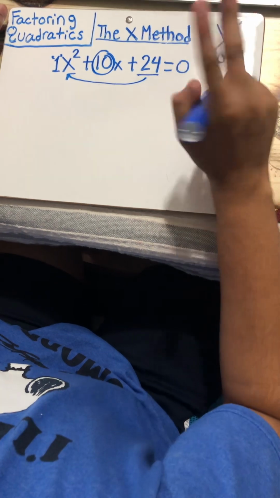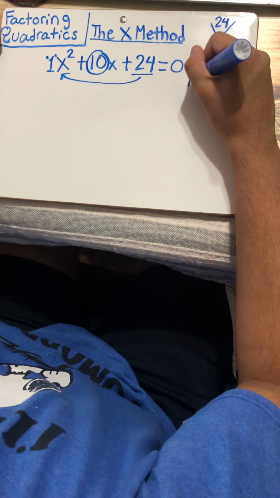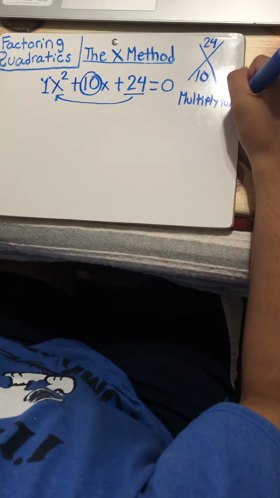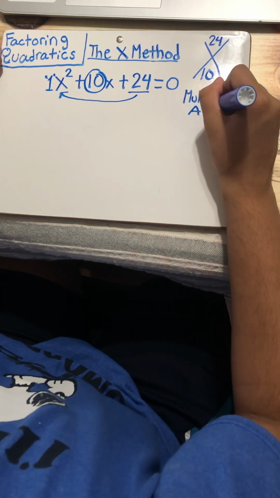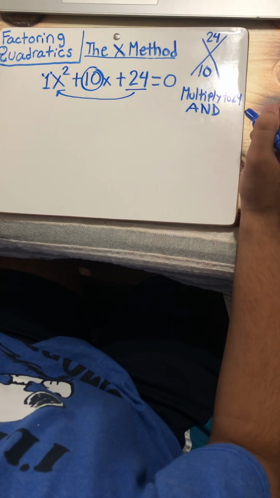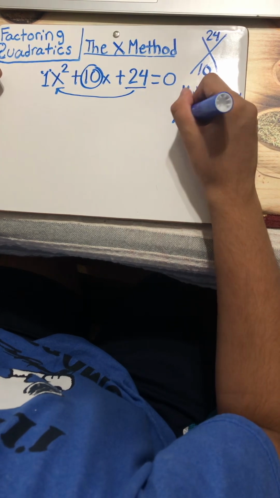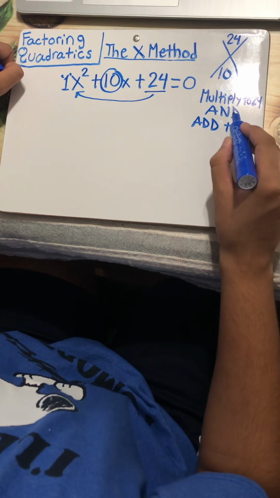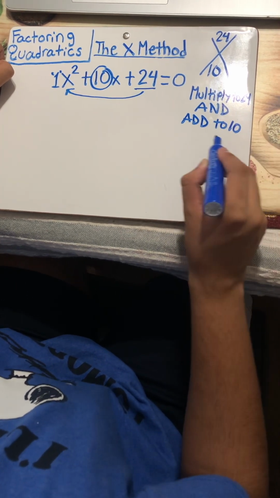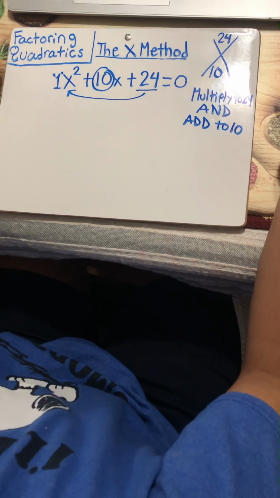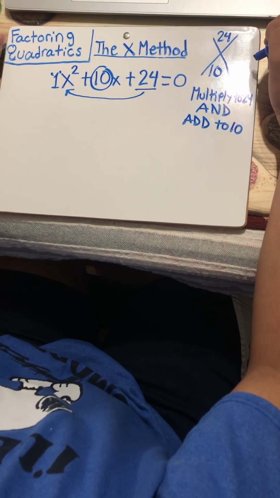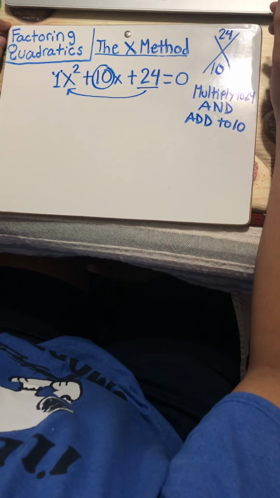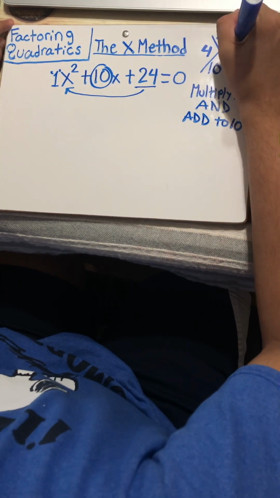We need to find two numbers that can multiply to 24, and we need to find two numbers that can add to 10. Two numbers that can be multiplied to each other and we get 24, and they must add to 10 together. I'll give you a moment to figure it out. Okay, the two numbers we should get should be 4 and 6.